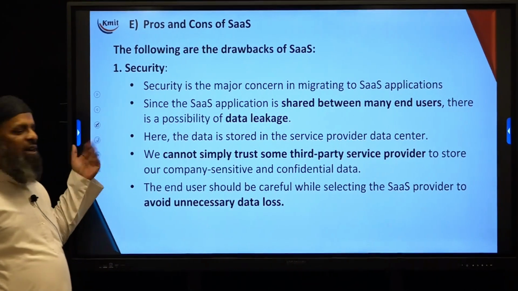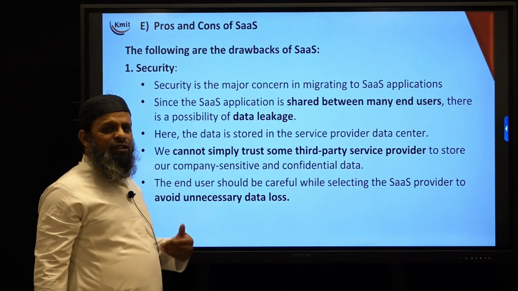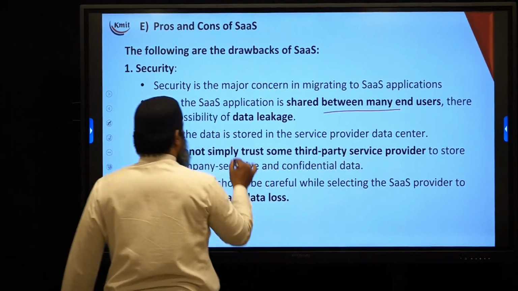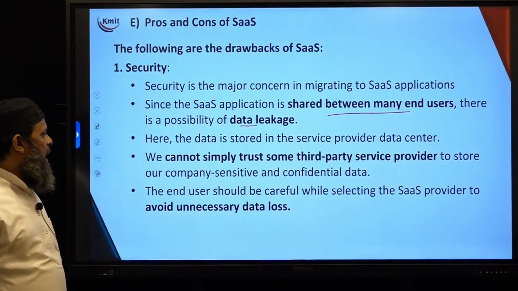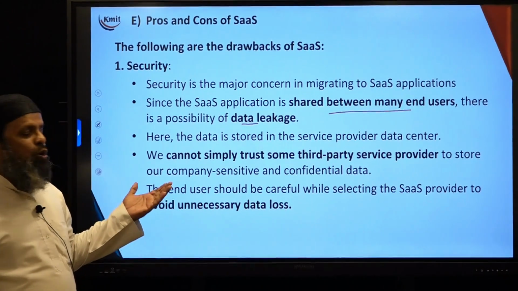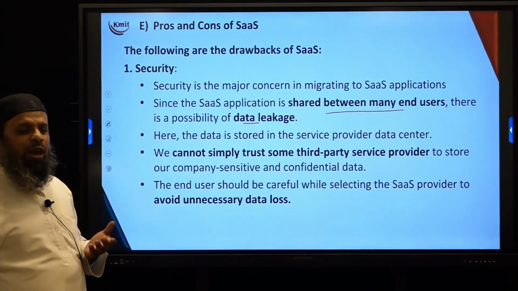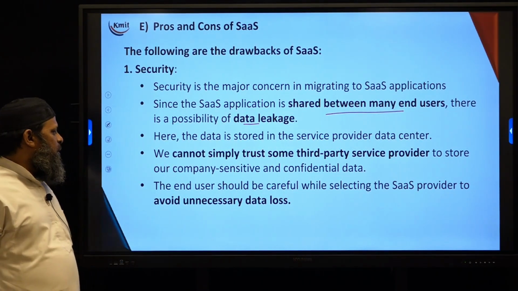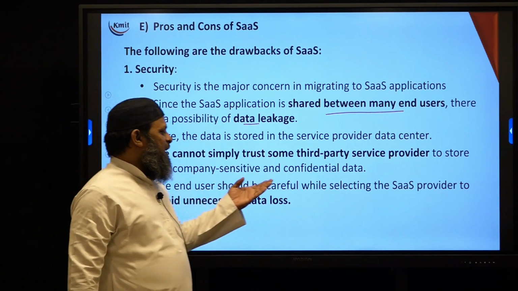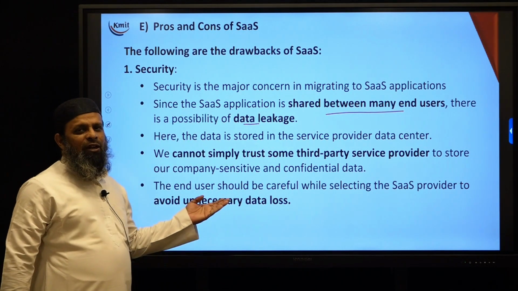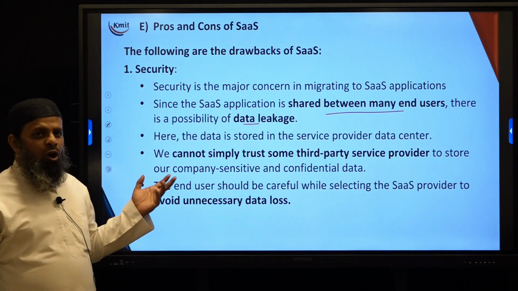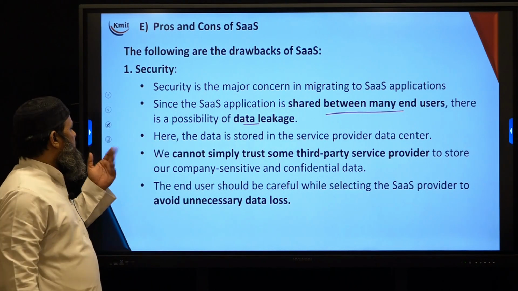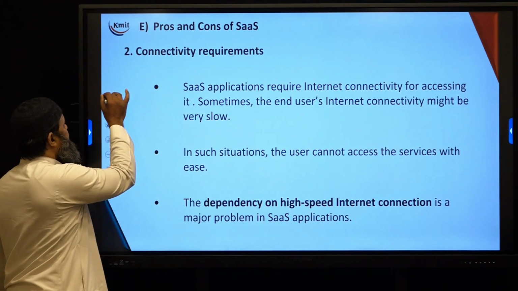Security is always a concern, because your data is distributed at different places and it is shared. It is shared between end users, so there might be a possibility of data leakage, and we cannot simply trust the third party who is going to handle your data, as some sensitive and confidential data of your organization will be available with them. So that is also a problem. The end user should be careful while selecting the SaaS provider to avoid unnecessary data loss. Data could be lost, or security may not be provided. There is always a problem with security, so you should be careful. These are the drawbacks with SaaS.